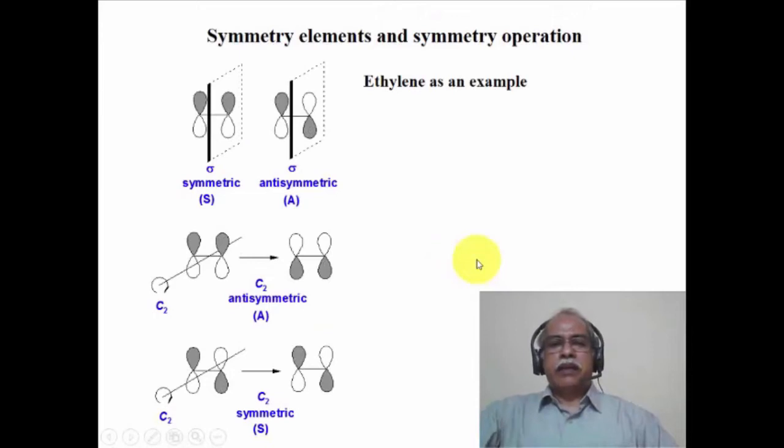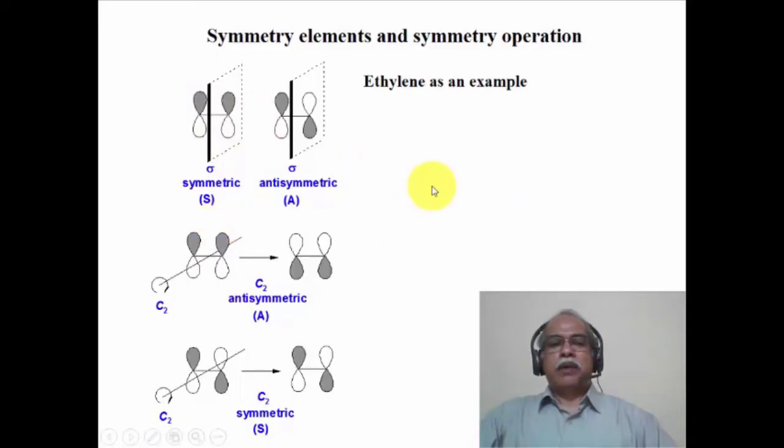Now let us try to identify the symmetry elements and symmetry operation. There are 2 symmetry elements that one needs to worry about. One is a mirror symmetry, the other one is a rotational axis symmetry. The mirror symmetry is essentially a plane of mirror placed on the molecule such that the plane bisects the molecule, such that the mirror reflections are identical with respect to each other.